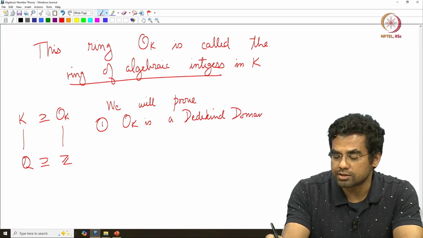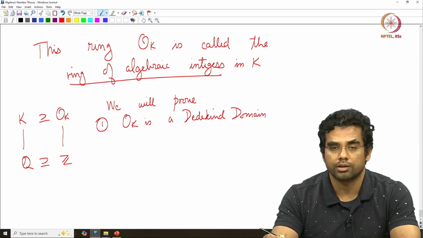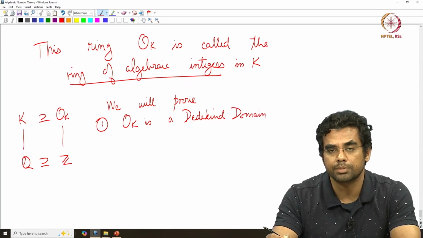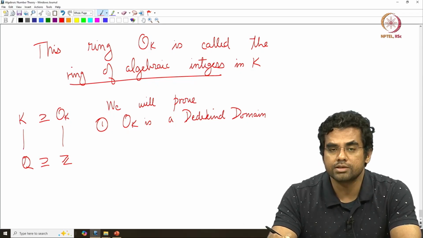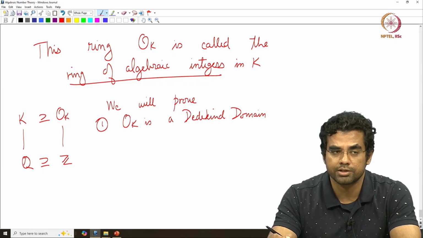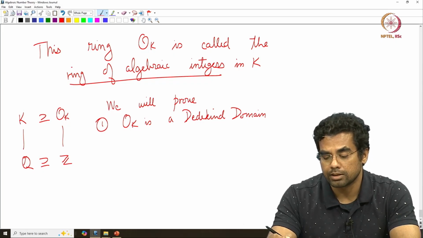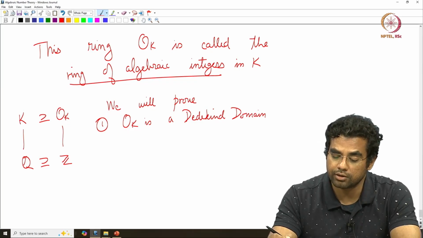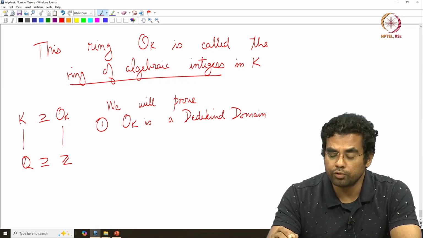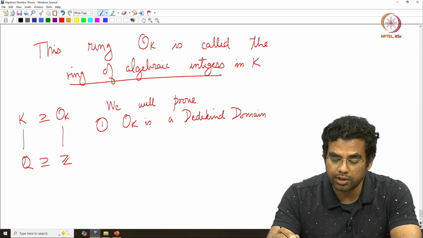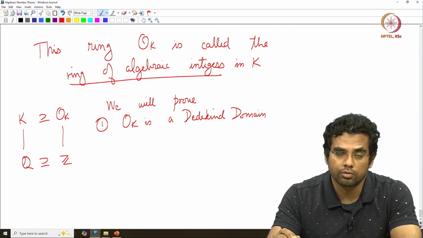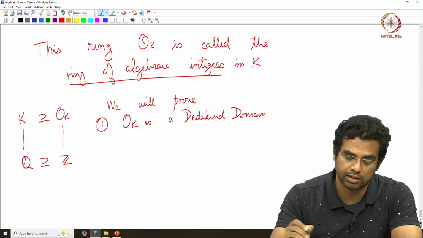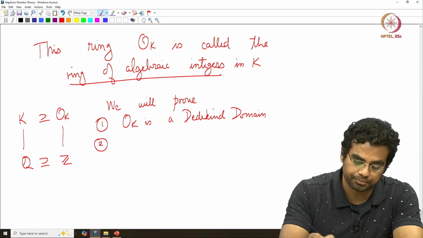So, we know that Z, the ring of integers, is a principal ideal domain, but O_K, for a general number field K, is not necessarily a principal ideal domain. But we will prove that it is a Dedekind domain. So, in particular every non-zero ideal of O_K will be a product of prime ideals in a unique way.